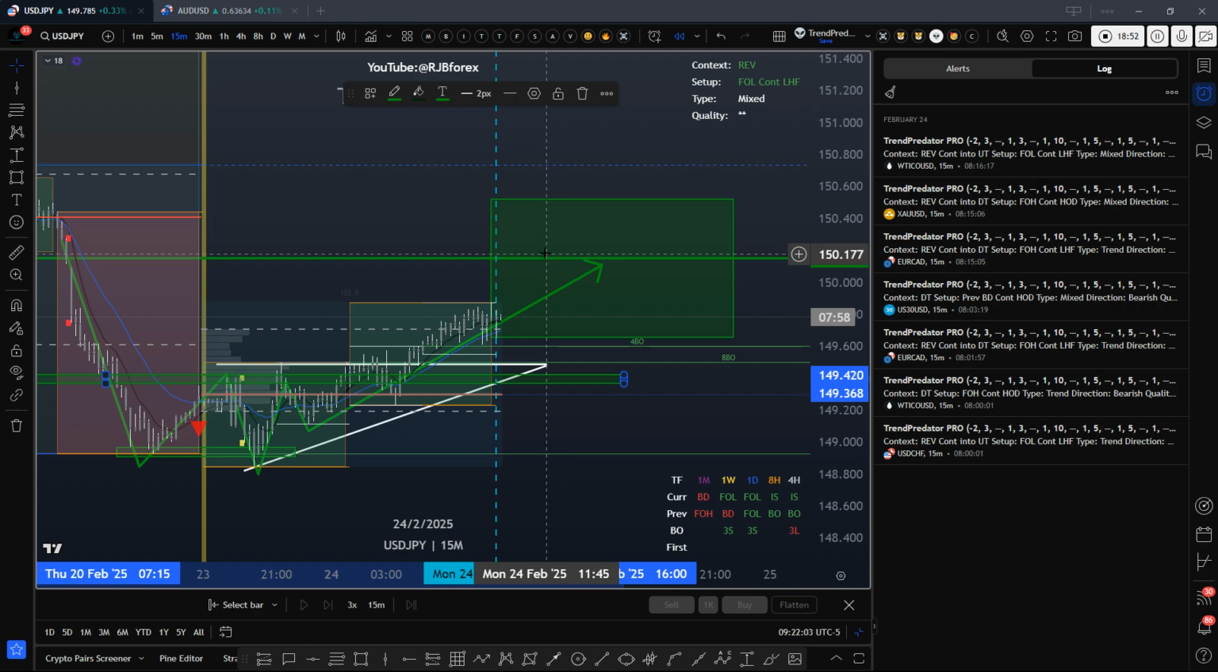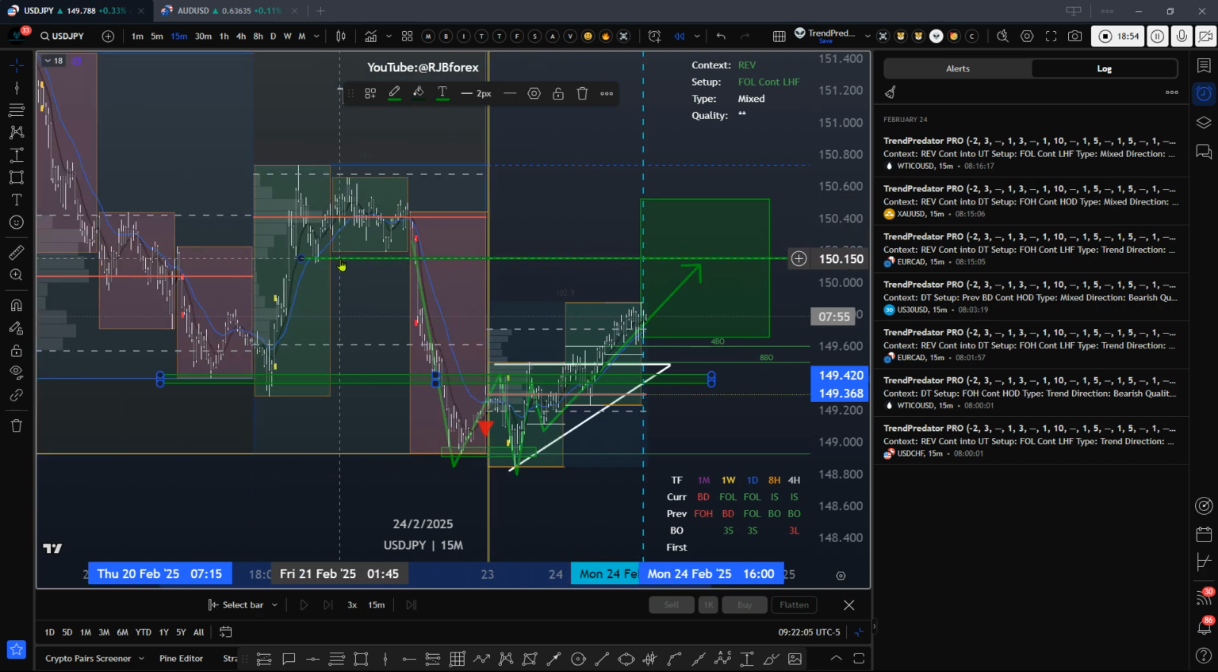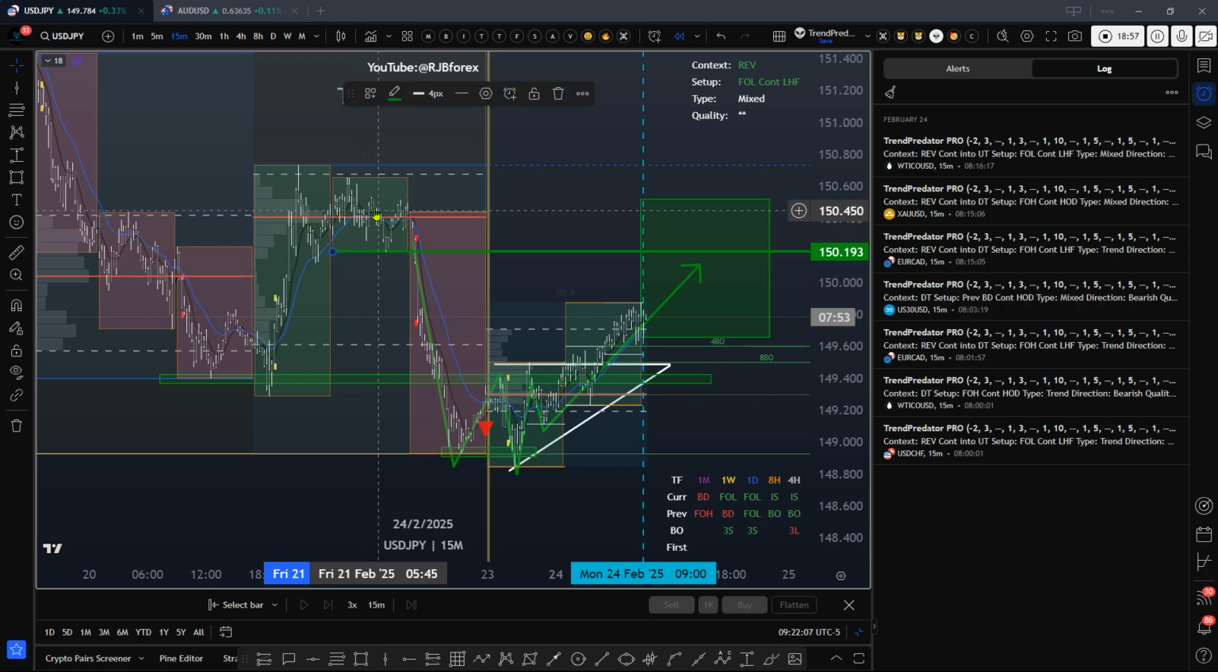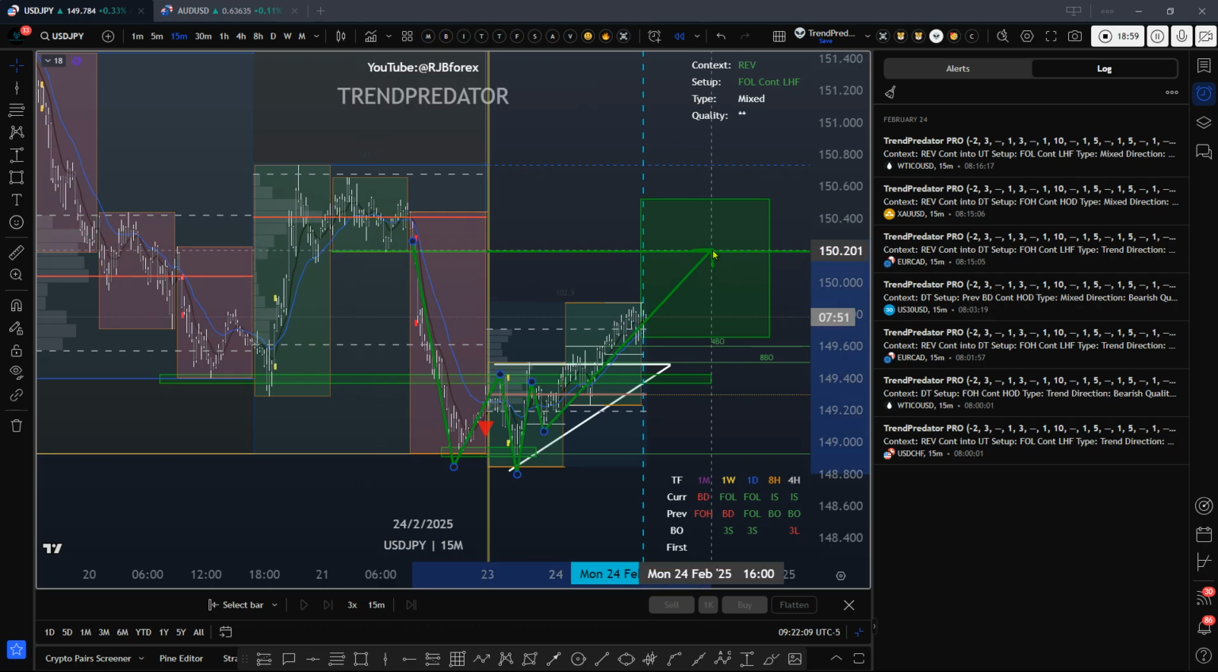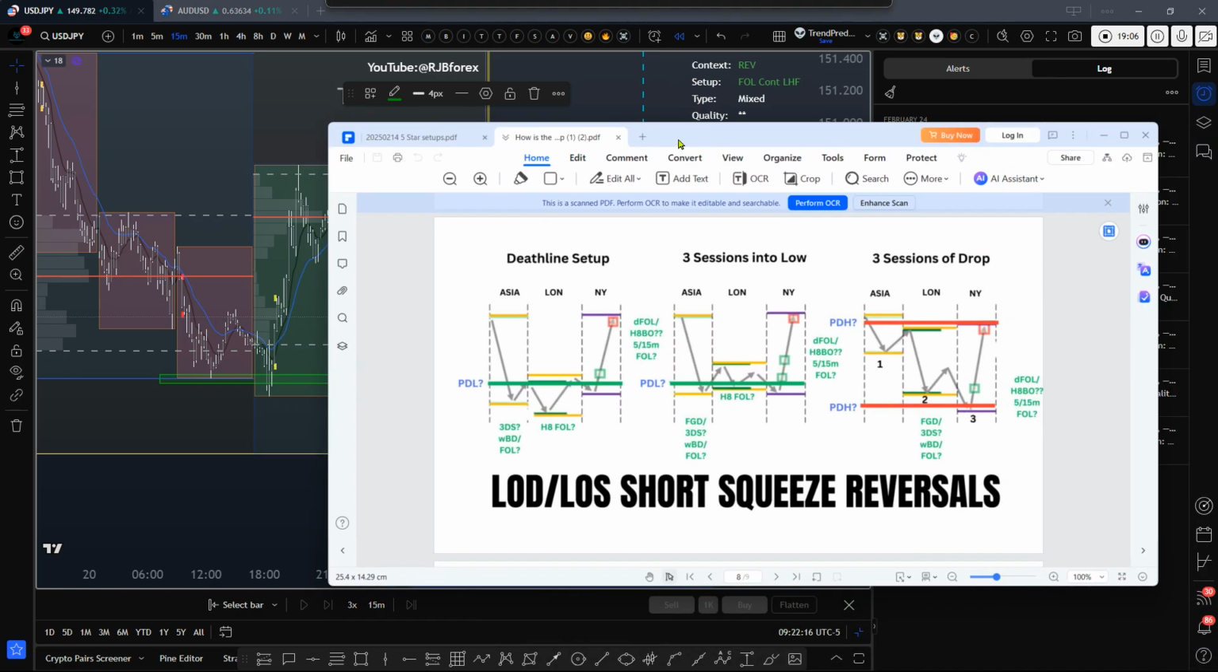For a test of 150 and beyond, coming into the breakdown level 150.20 for a short squeeze as per the Deathline setup.